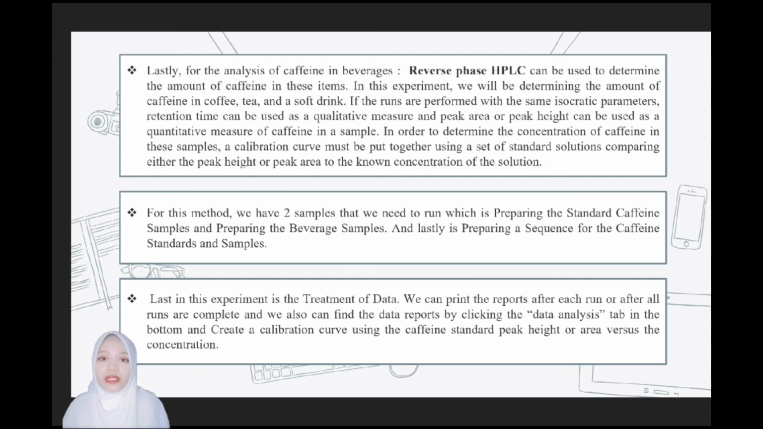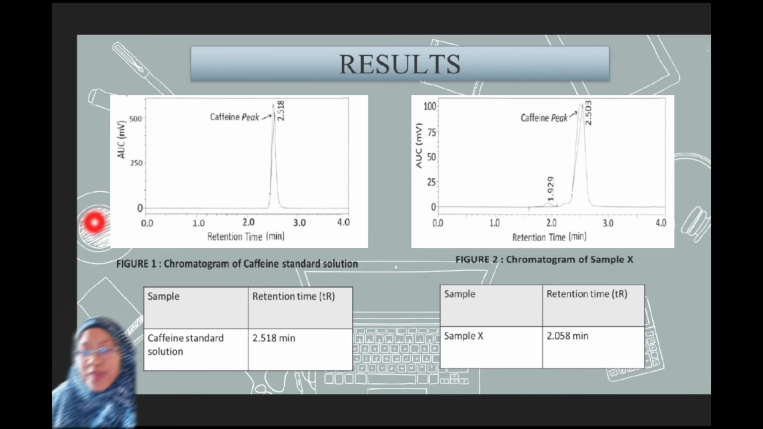In order to determine the concentration of caffeine in the sample, a calibration curve must be put together using a set of standard solutions comparing either the peak height or peak area to the known concentration of the solution. Let's go through the results we got from this experiment.